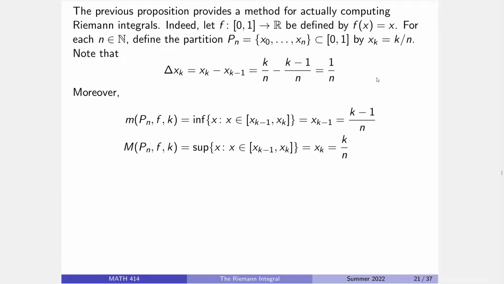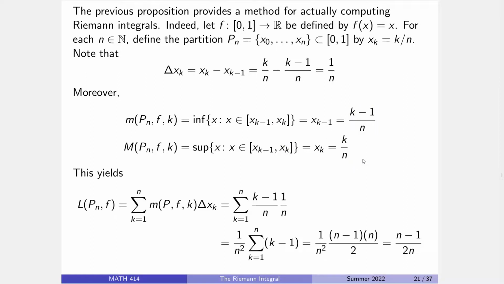In this case, in fact, the infimum is the minimum, and the supremum is the maximum, right? Because if we're on this interval, the smallest thing is this. And if we're on this interval, the biggest thing is that. And the formulas are then here.